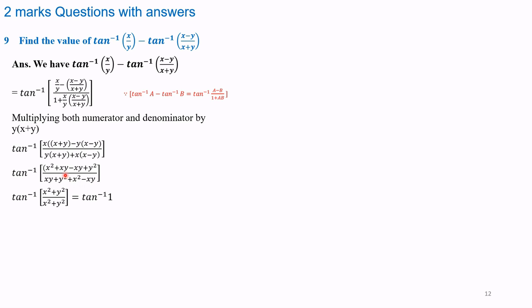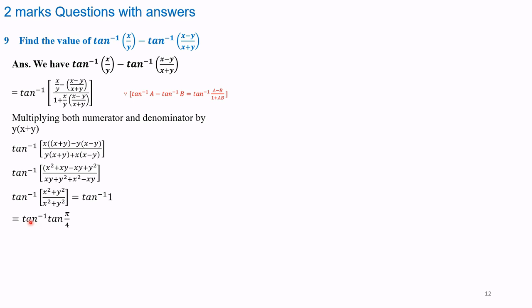Simplifying, the xy gets cancelled. The numerator is x square plus y square, and the denominator is also x square plus y square. Because numerator and denominator are the same, they get cancelled, and the value is tan inverse of 1.